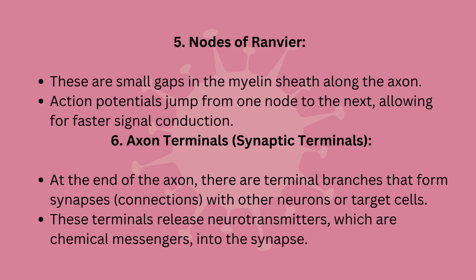Axon terminals. At the end of the axon, there are terminal branches that form synapses, connections, with other neurons or target cells. These terminals release neurotransmitters, which are chemical messengers, into the synapse.